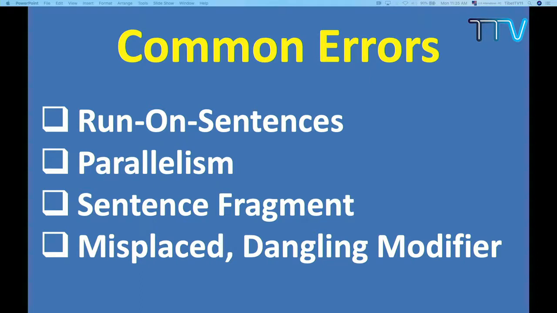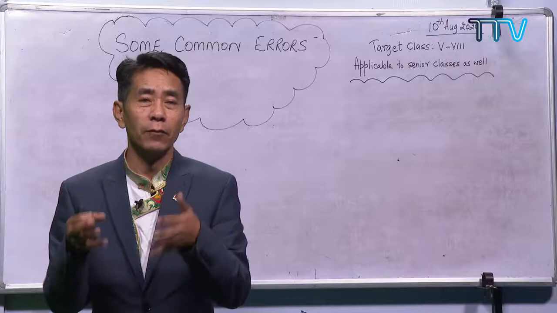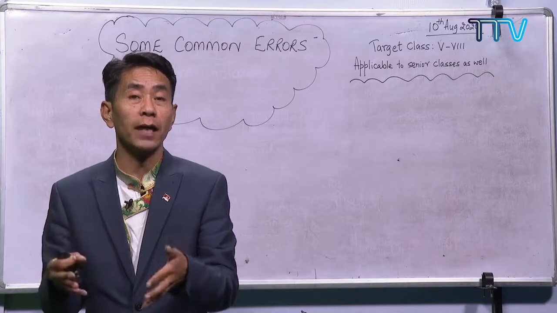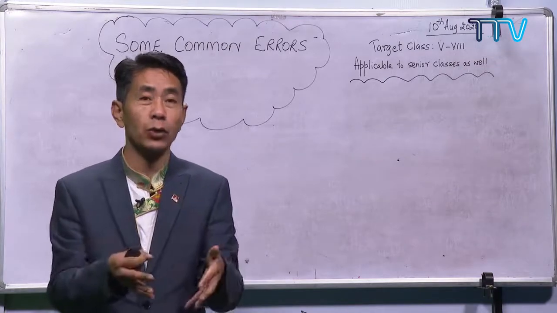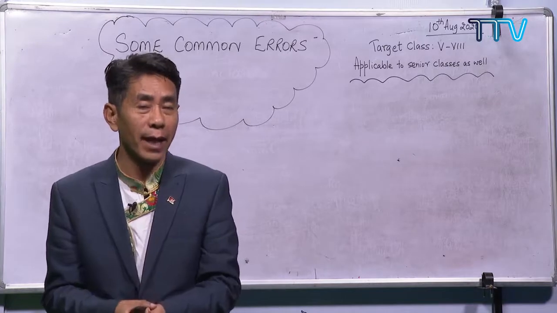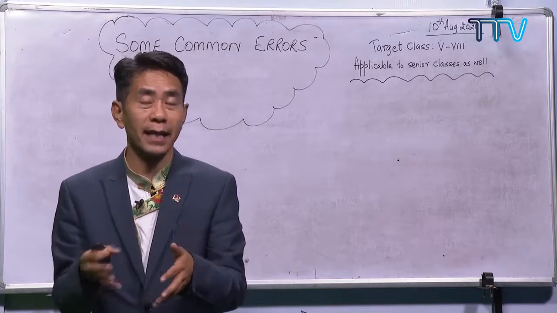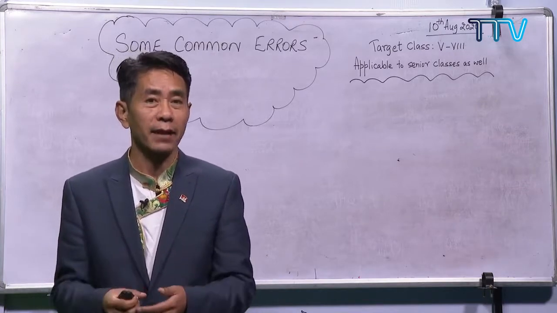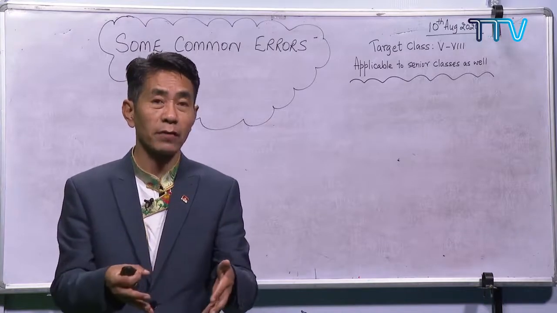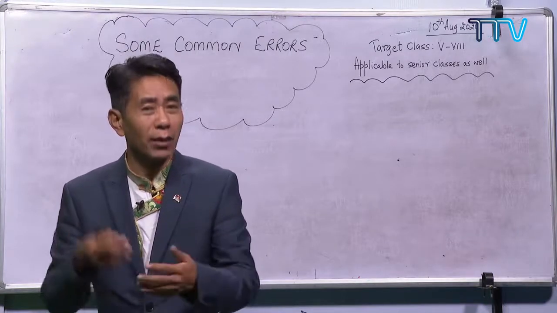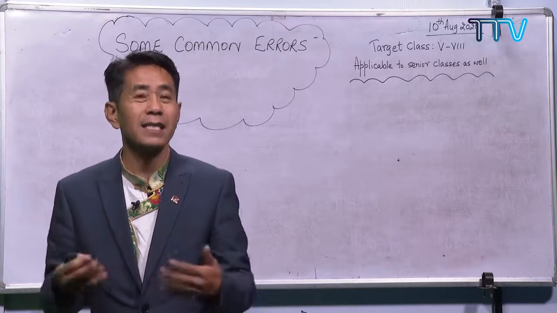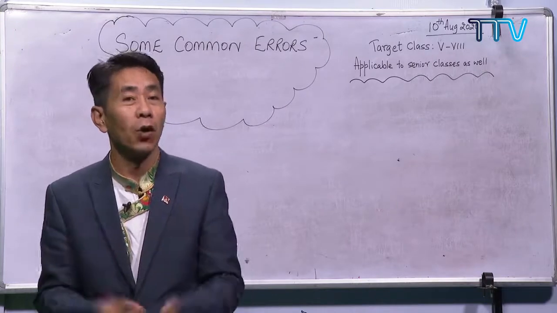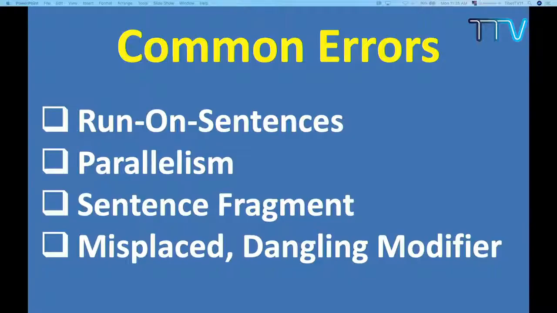And then we have the modifier. A modifier is a word which modifies or describes. Where should we put that modifier? The modifier should be kept next to the word it is describing. If you make a mistake regarding the placement of the modifier, we have the misplaced modifier and the dangling modifier. These are not major, but they are common errors. Try your best to free yourself from all these errors, and then your writing will be much better.